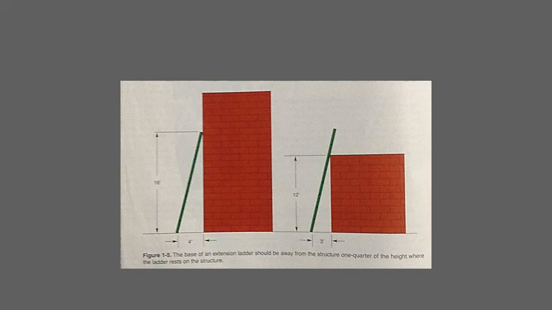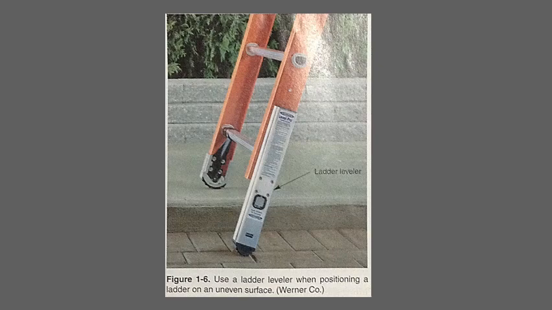Make certain the base of the ladder has firm support. The ground or floor should be level. If it is not, use a ladder leveler to position the ladder safely, as shown in figure 1-6. Use extreme care if the surface is wet or icy. Special blocking may be needed to prevent slipping. Also, be aware of traffic moving around where the ladder is positioned.